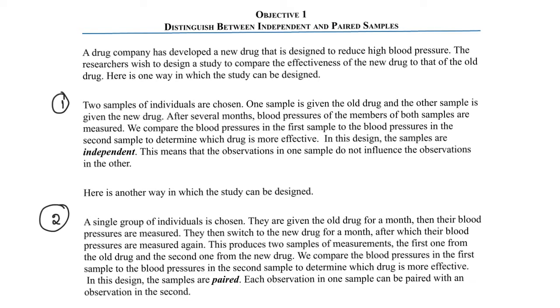In summary, two samples are independent if the observations in one sample do not influence the observations in the other. Two samples are paired if each observation in one sample can be paired with an observation in the other. Typically, the samples consist of pairs of measurements on the same individual, or on pairs of individuals who are related, such as husbands and wives or brothers and sisters. In this section, you will learn how to construct a confidence interval from independent samples.